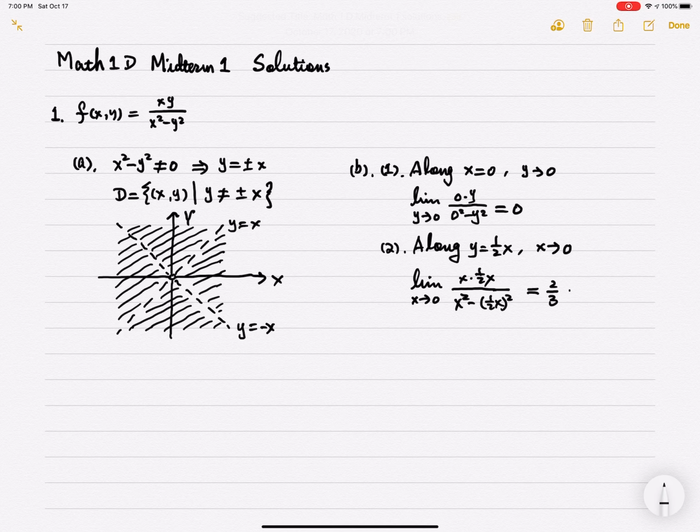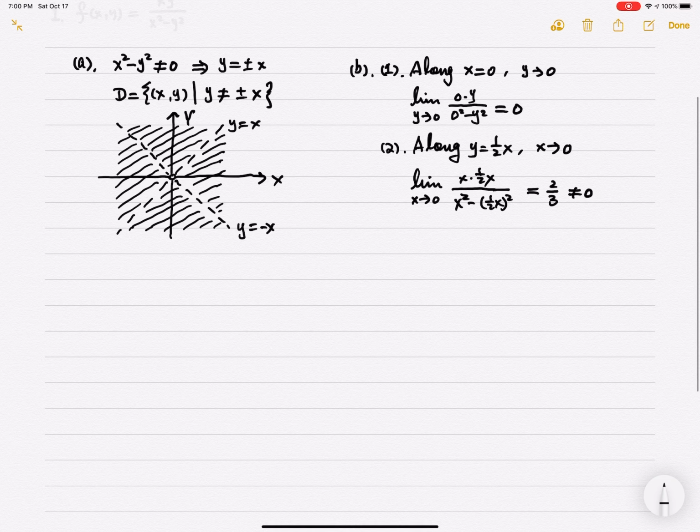Now 2/3 is not equal to 0, which means along two different lines, the limits are different. So this implies that the limit as (x, y) approaches (0, 0) of f(x, y) does not exist. Okay, so this is problem number 1.